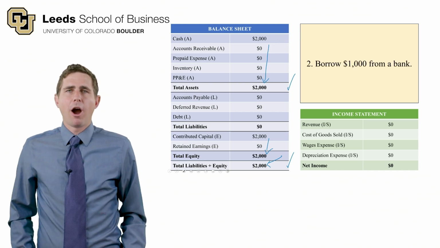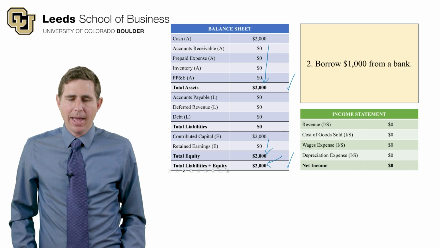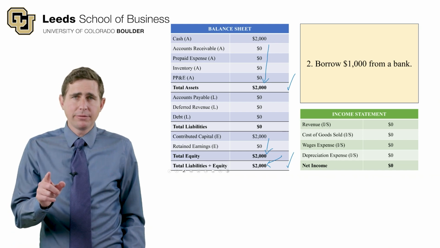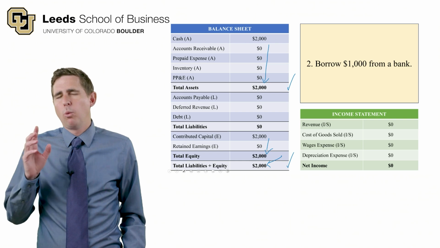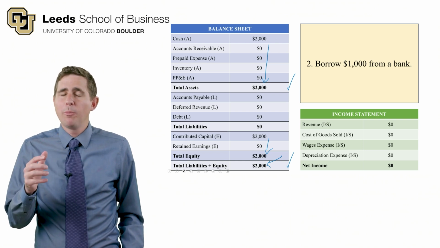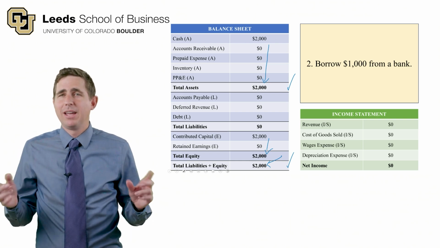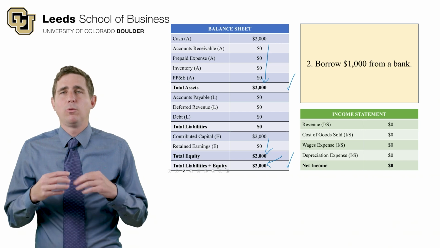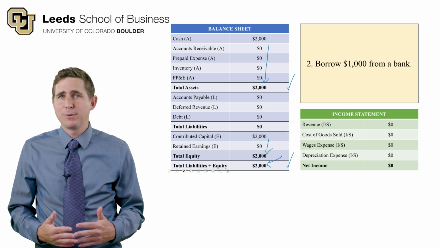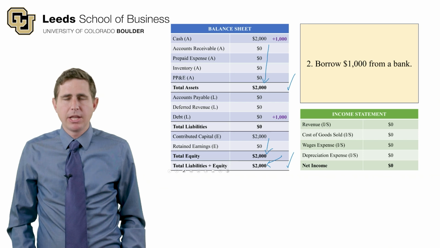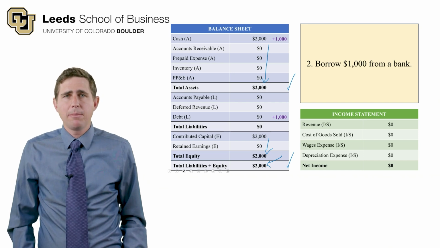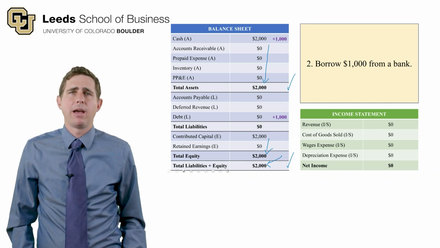Number 2, we borrow $1,000 from a bank. Is cash involved? Absolutely. We're getting $1,000 more of cash. Why are we getting this cash? Well, because we are borrowing the money. Borrowing funds with the promise to repay those funds is called debt. And debt is a liability. And so we are going to increase debt by $1,000 and increase cash by $1,000.